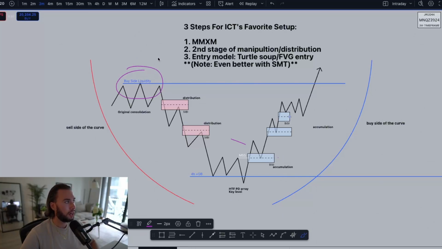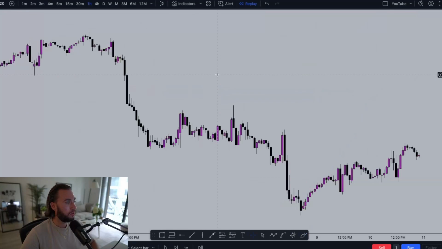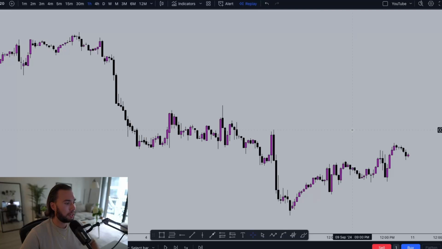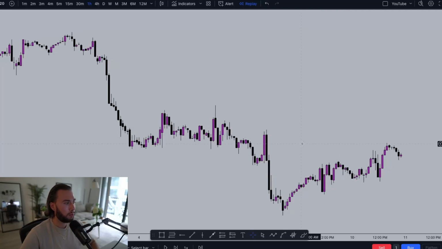So let's go ahead and take a look at a few examples. Right here, we're taking a look at MNQ, and the one that I want to break down is going to be here. It comes in on September 9th, 2024. So basically what we're looking at is the market has been selling off. Now we're in the form of a consolidation, and we want to identify where is the original consolidation.